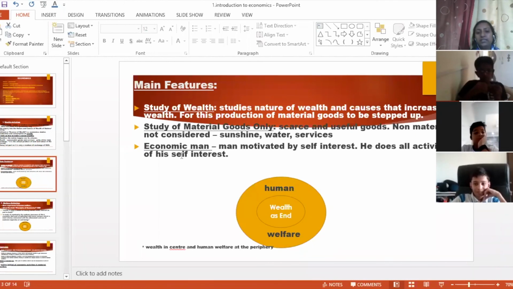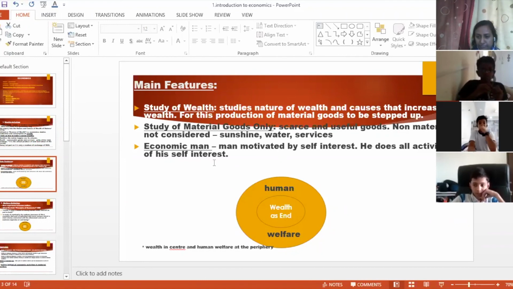Then his third point was economic man. He laid emphasis on economic man. Now, who is this economic man? It is that man who is motivated by self-interest. Whatever activities he does are for his self-interest, for the satisfaction of his unlimited wants. Understood? There was no charity involved. I told you before also, charity is not considered as economic activity.